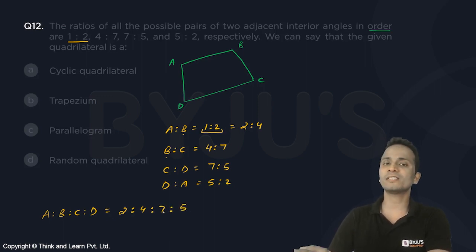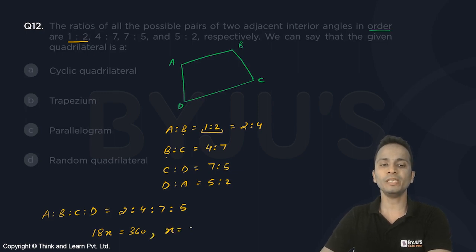The sum of the angles is 360 degrees. So from there you can find out the value of each of these angles. So 2x, 4x, 7x, and 5x. If I assume these angles, I can say that 18x is equal to 360. So the value of x comes out to be 20 degrees. Substituting, the angles in the order will be 2 into 20, that is 40. 4 into 20, that is 80. I'm writing these values in the figure. 7 into 20, which is 140, and 5 into 20, that is 100.